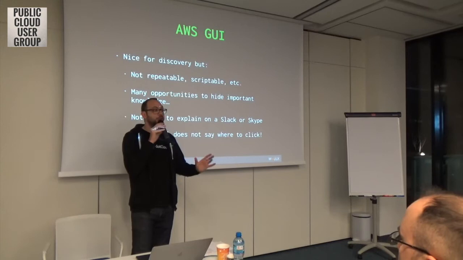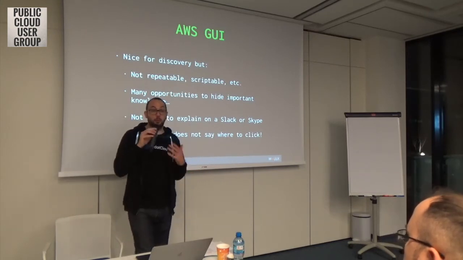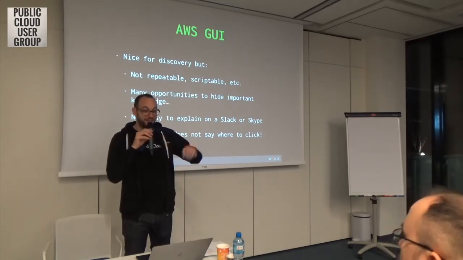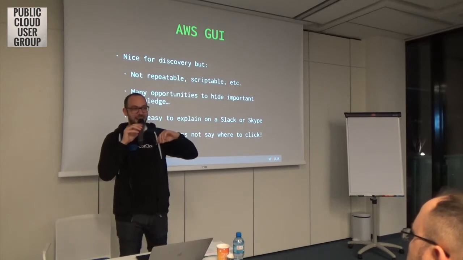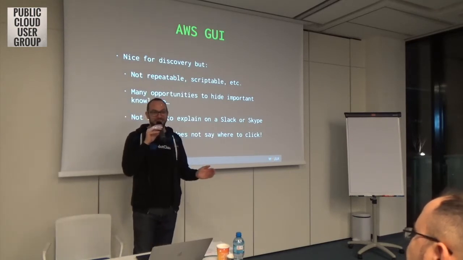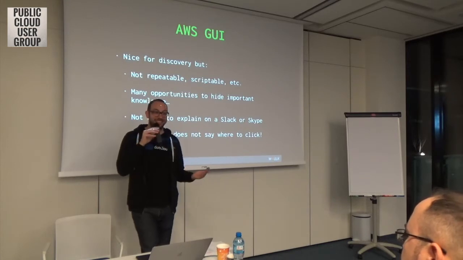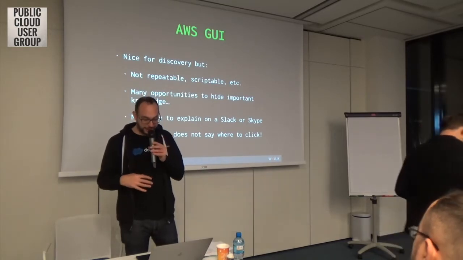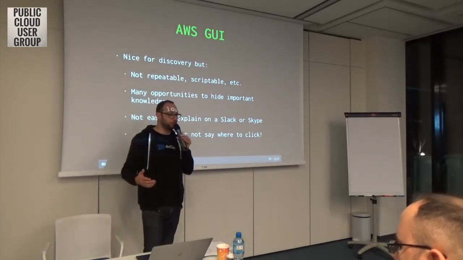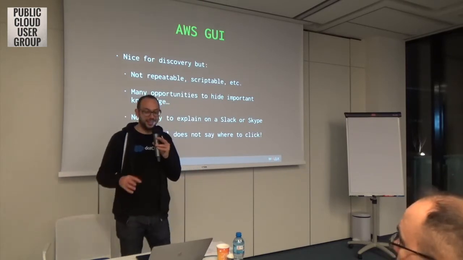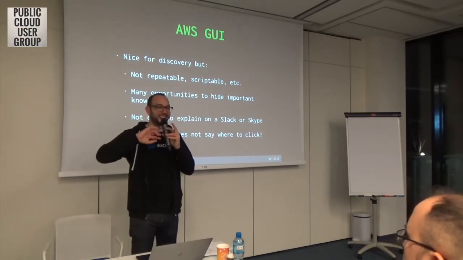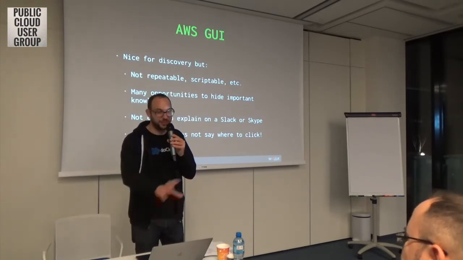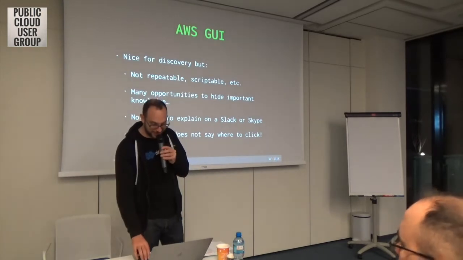Also, you have a lot of opportunities to hide important knowledge. You know that box where you ticked somehow in a hidden tab? That's the one you'll be missing when you repeat the steps, and it's not working the next time. Why? Of course, because you have to find it back. It's not easy to explain to other people on your team. When you are using Slack, you're chatting, "click here," that doesn't fit very well. And on Skype, it's not better: you share the screen and then the other guys try to repeat it.